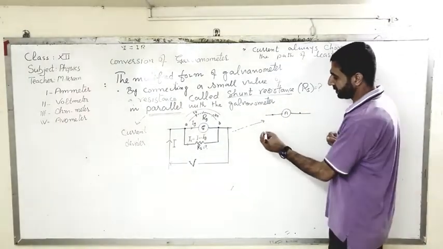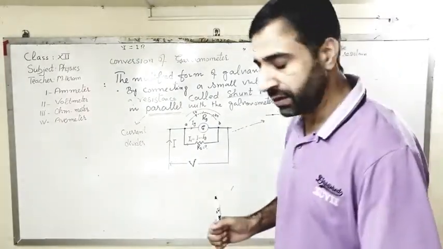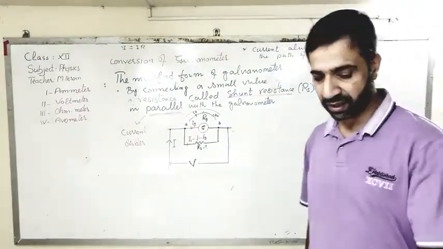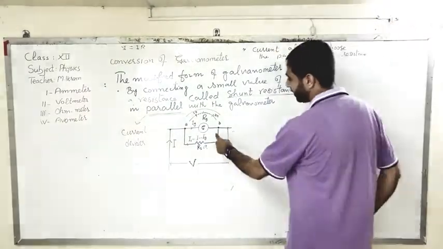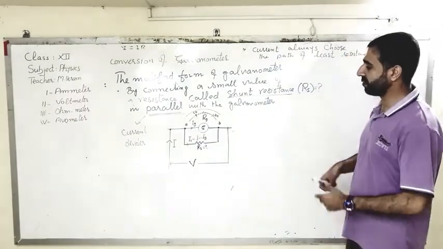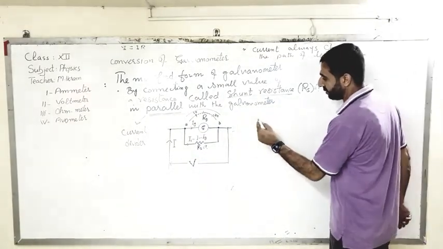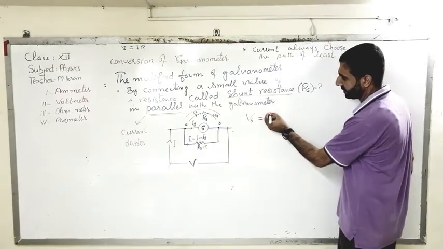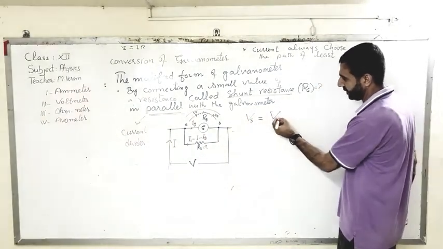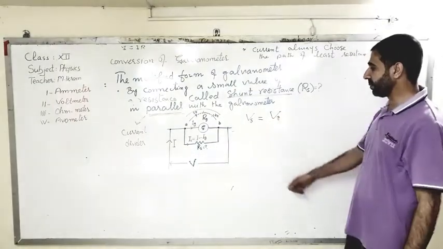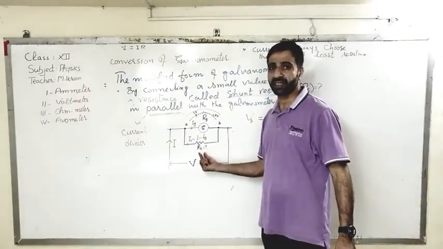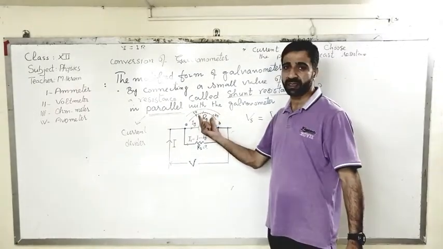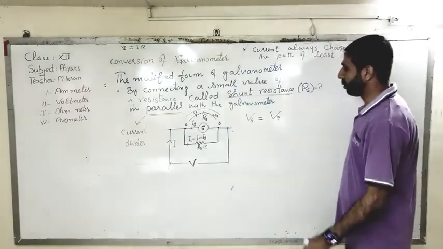As the circuit is parallel, therefore the voltage across the galvanometer is the same as the voltage across the shunt. So V shunt is the same as V across the galvanometer. The terminal potential difference of the shunt resistance is the same as the terminal potential difference of this galvanometer, right?